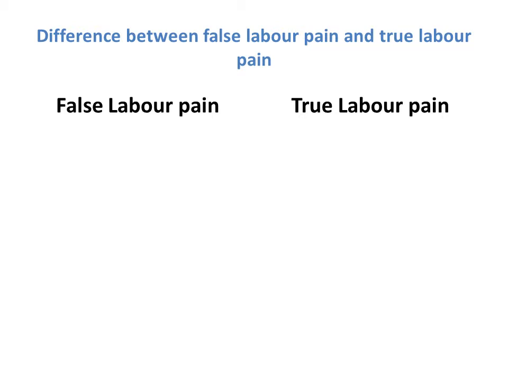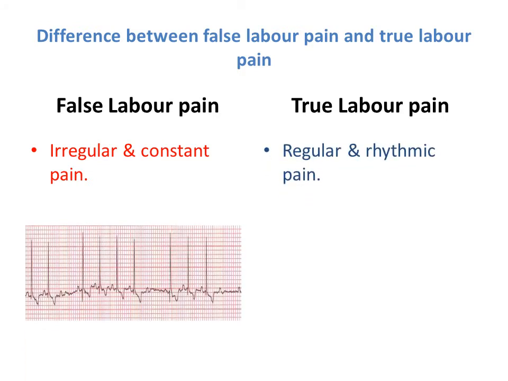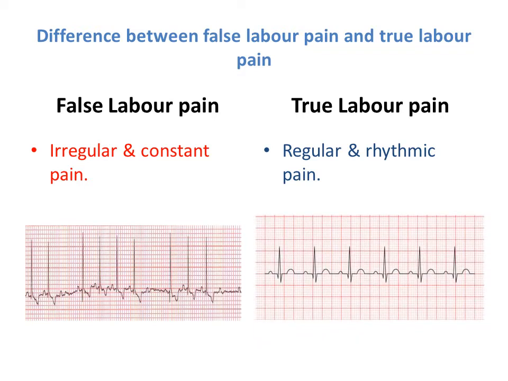In false labor pain, the pain will be irregular and constant. There will be continuous pain or irregular pain, but in true labor pain, the pain is regular and rhythmic. It will come and go, because the pain is due to the uterine contraction, and the contractions come and go. So keep in mind that in false labor pain the pain is irregular, whereas in true labor pain the pain is regular.